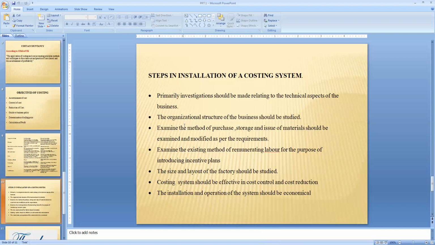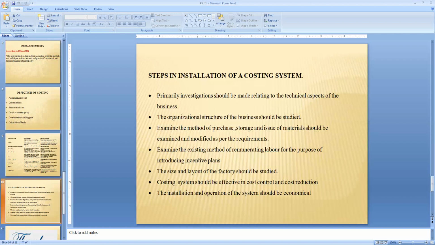And the second one is that the organizational structure of a business should be studied to ascertain the scope of authority, and the existing organization should be disturbed to the minimum, as may be advisable after complete consideration. So the organizational structure has to be studied completely before installing a costing system. And the next one is that the methods of purchase, storage and issue of materials should be examined and can also be modified according to our requirements.